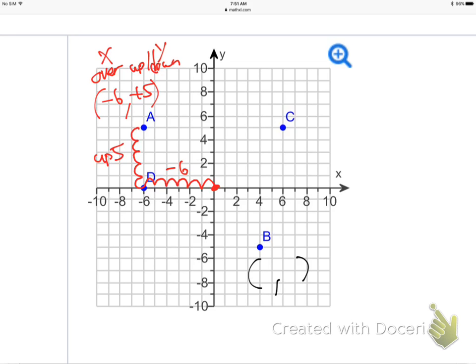Can you tell? First number's over again. Second number's up, down. So it's over 1, 2, kind of getting scribbly there. So it's over 1, 2, 3, 4. Down 1, 2, 3, 4, 5. Over 4, down 5. Is that good? So to the right is positive, and up is positive, and down and left are negative.